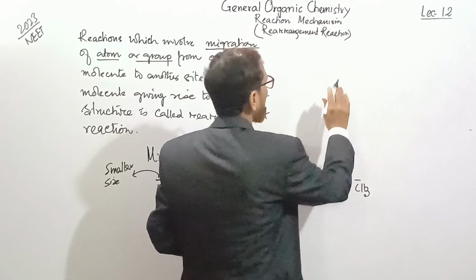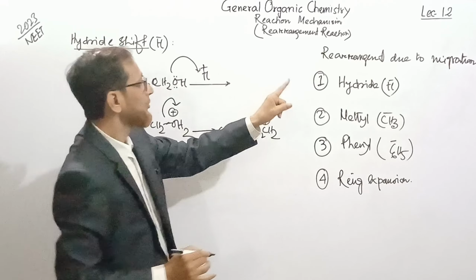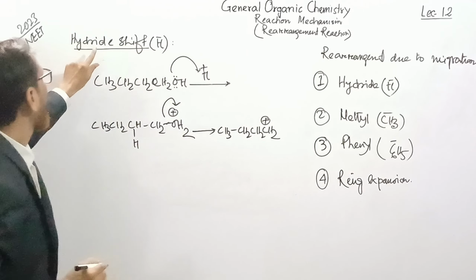The answer is CH3, CH2, CH2, CH2, OH with one hydrogen attached, so you are getting this. So OH2 plus is there. In my previous class I told you, if there is OH3 or OH2 plus, it will be elimination. Keep in mind that you have got a carbocation of 1 degree type. Now I am concerned with migration, and here the topic is hydride shift.